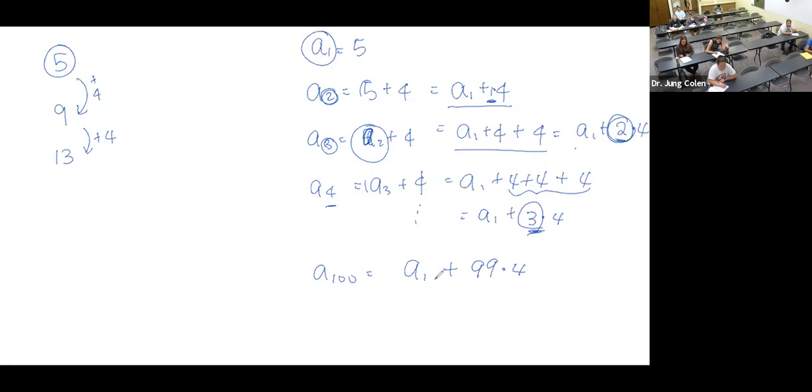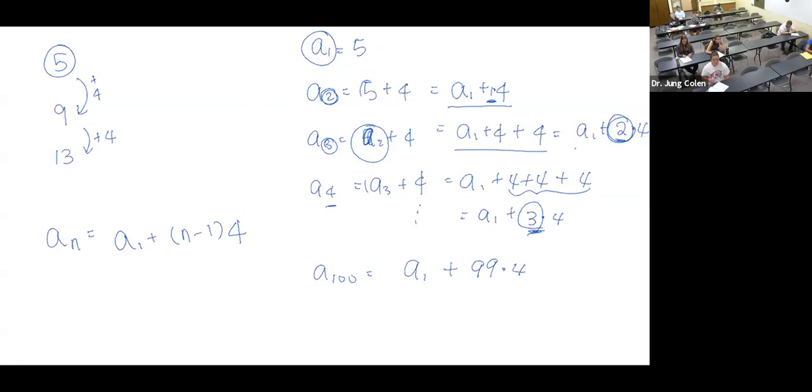Very nice. So we can find the 100th term. Can we generalize this then? A sub n for any term. What is it? N minus 1 times 4. We need to add the first one, right? The first term, and then n minus 1 times 4. There we go. So we can find not only the 100th term, we can find the 999th term, and so on and so on and so on.